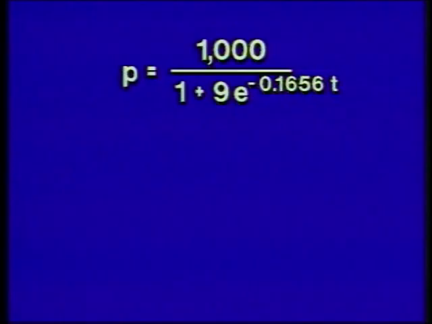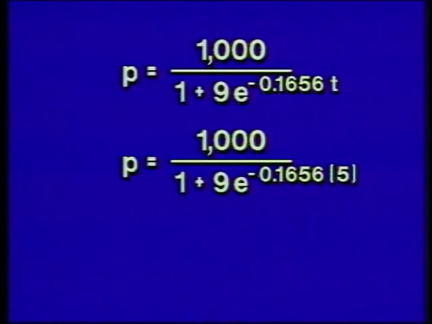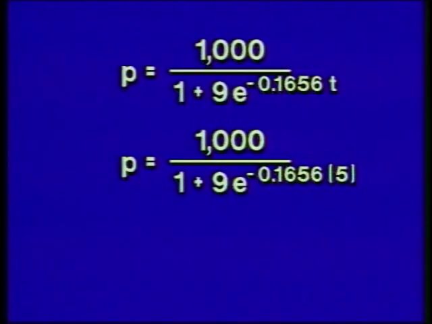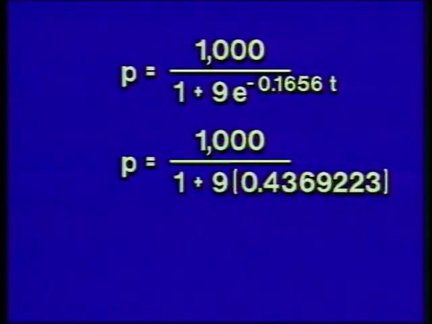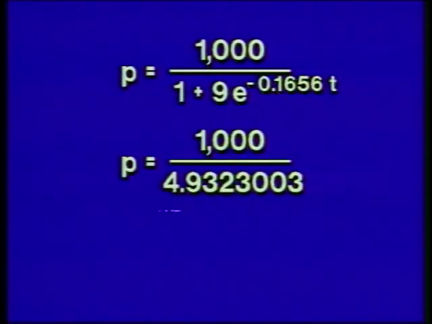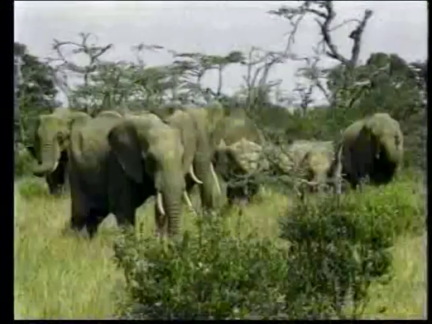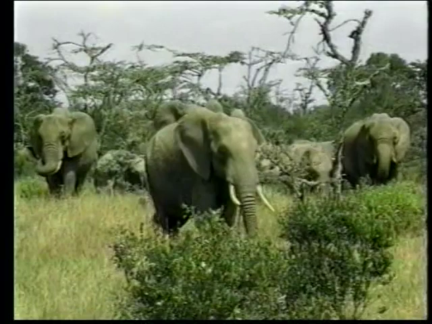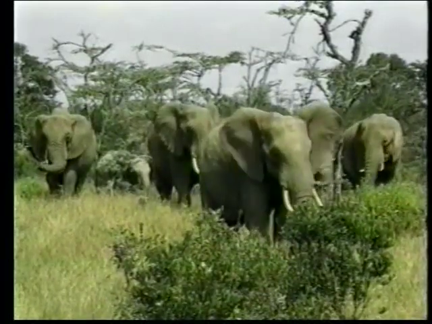Now it's time for us to go back and complete our problem. In our problem, we were asked to find the population of the herd after 5 years. So we'll replace t with 5. Now let's go through the calculator sequence here. In the denominator, multiplying 5 times the decimal, and then raising e to that power. Then 9 times this long decimal, adding 1. And then finding the quotient, we discover that p is approximately 203. So the population of the herd after 5 years will be approximately 203 animals.